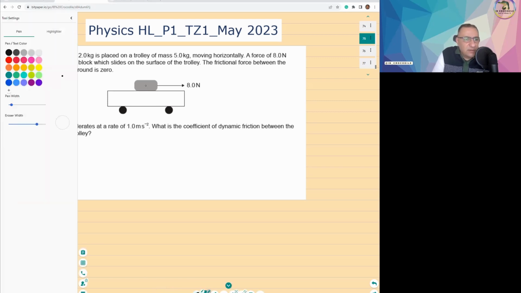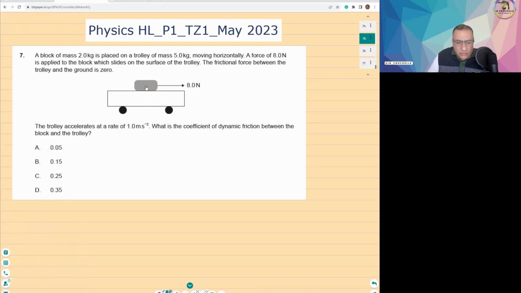Let me just get another color here. So there is the weight of the block vertically down, and I'm going to call it mg. Let me call small m the mass of the block, and let me call big M the mass of the trolley. So now I have mg down.